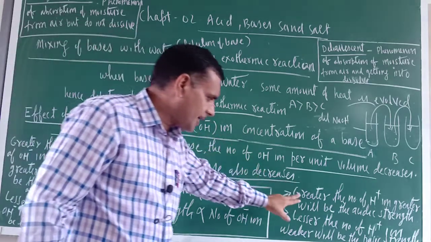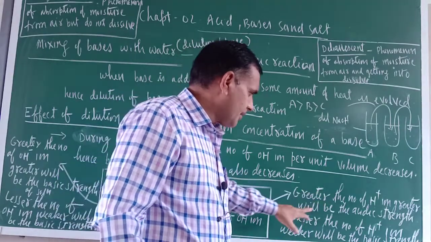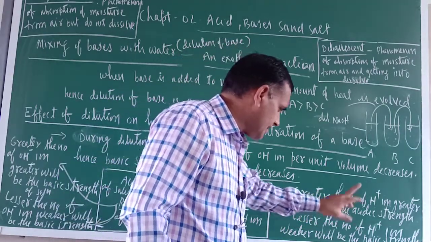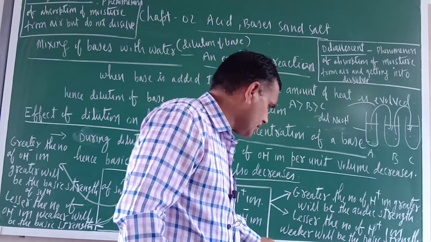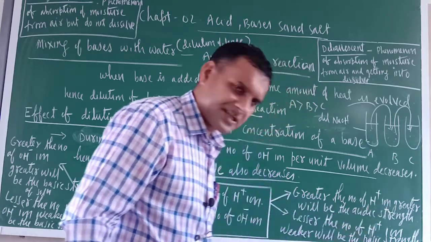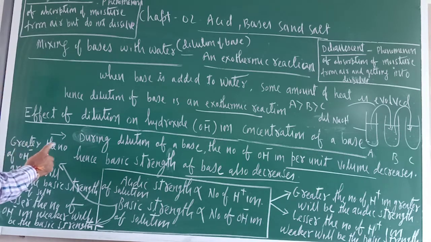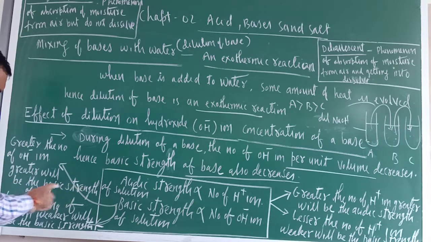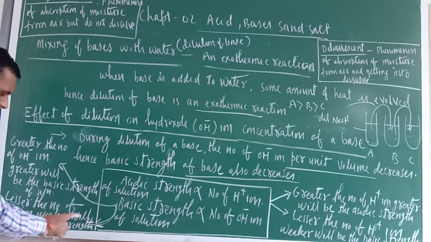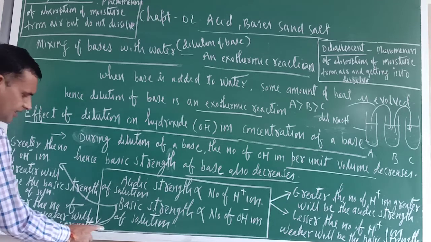So already I wrote here, greater the number of H positive ion, greater will be the acidic strength, lesser the number of H positive ion, lesser will be the acidic strength. Okay, same on this side also I wrote, greater the number of OH negative ion, greater will be the basic strength of solution. Lesser the number of OH negative ion, lesser will be the basic strength of solution.